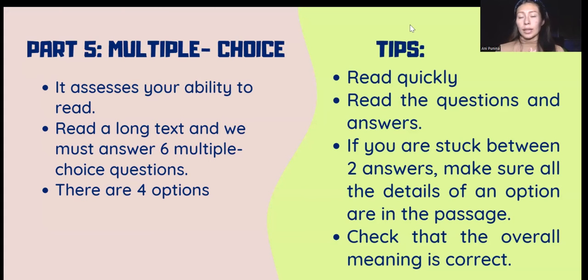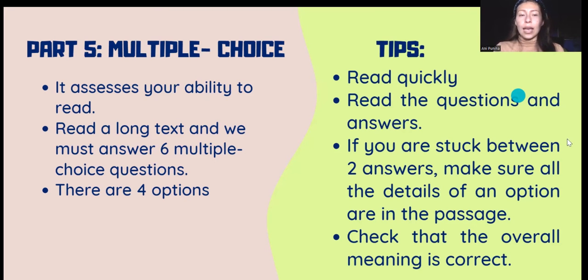I have 4 important tips. The first one is to read the passage quickly to get the main idea of the text. Then we have to read the questions to get the idea and underline the keywords, and then we have to read the answers. It's also important to know that if you are stuck between 2 answers, make sure all the details of an option are in the passage, and finally check that the overall meaning is correct.